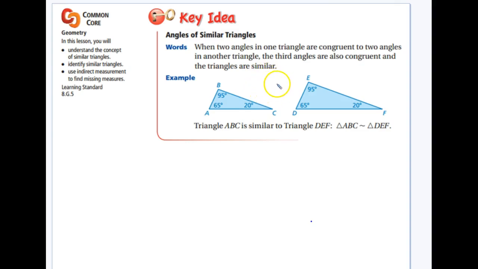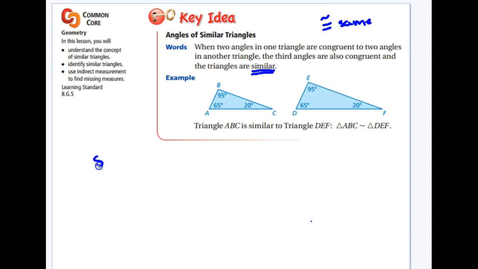So the idea is that when you have two angles in one triangle that are congruent, and remember congruent, we write it like this, and it means same, to two angles in another triangle, that means that the third angle is also going to be congruent and the triangles are similar. That doesn't mean they are the same. That means they are similar. It means they have similar angles. They may not be the same size, but they are similar.